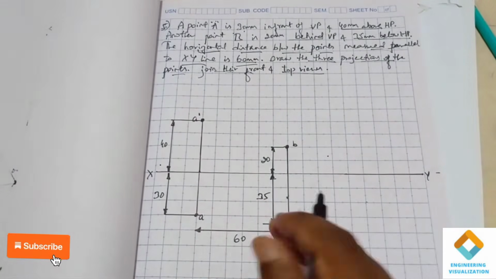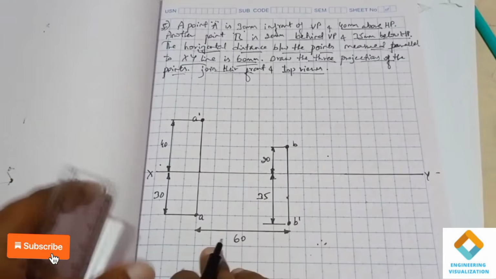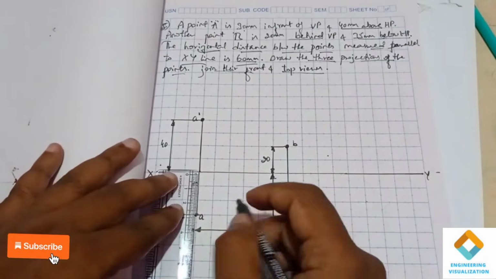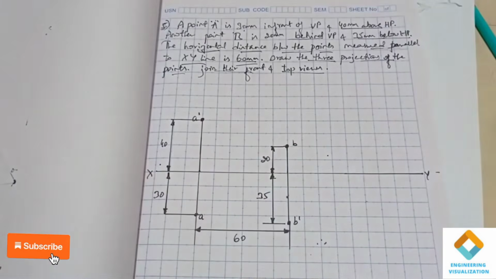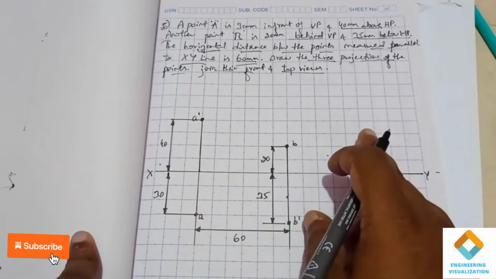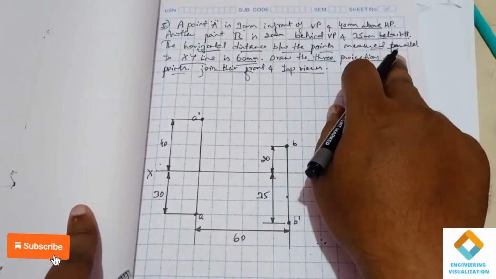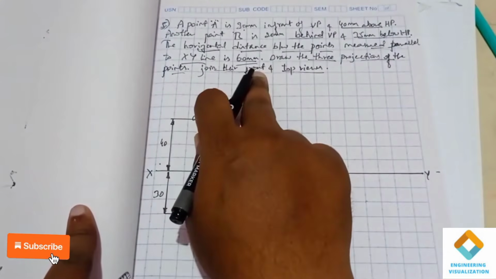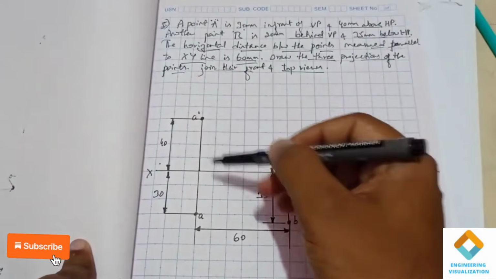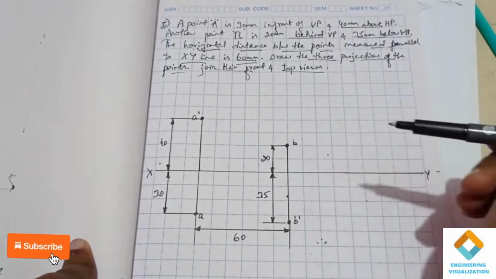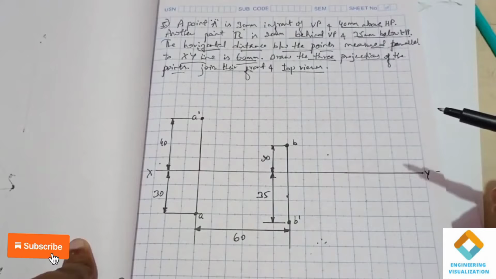So this is done. Both top views and front views are done, and it is shown with a horizontal distance of 60 mm between them. That is also done. The question says to draw the three projections. You can see the top and front views are done. Now we have to draw the side view.